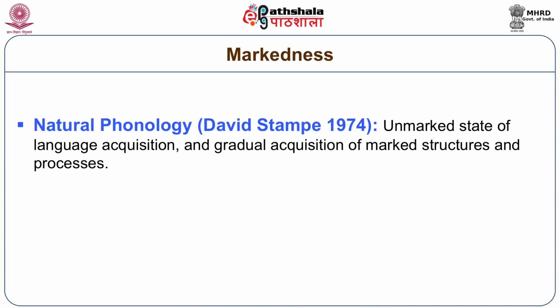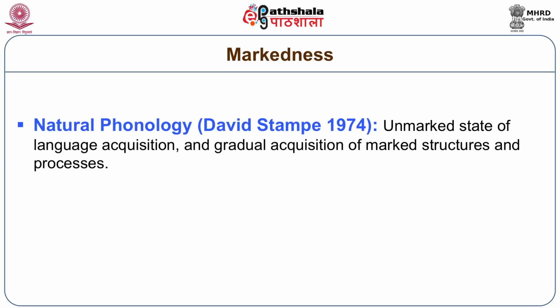Two main theories need to be mentioned here in support of what has just been said. One is the theory of natural phonology by David Stampe. David Stampe argued, in a very influential manner, that when we look at how languages are acquired, then we find that there is a certain relationship between the first state of language, that is when the child begins to acquire language, and the end state of language, when the child has acquired a language.